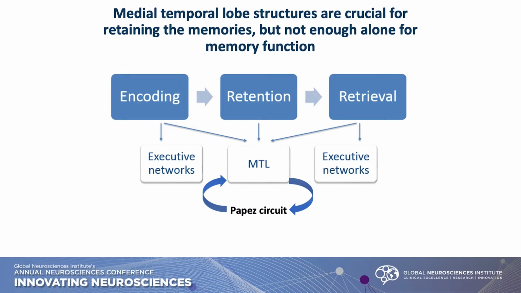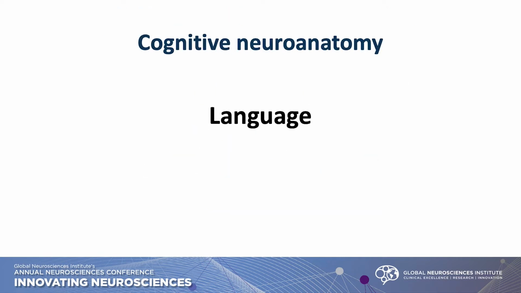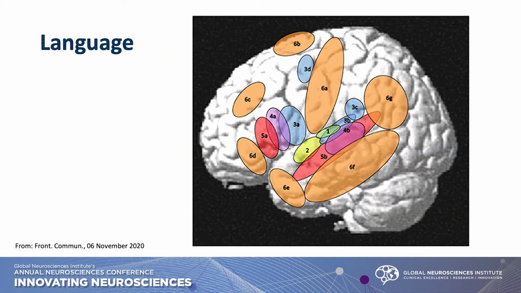So if we have an amnestic profile that has just a retention problem, we're anatomically somewhere in the medial temporal lobes or the Papez circuit, as opposed to if the problem is encoding and retrieval, then obviously we're involving the more widely distributed executive networks. Language. Anatomically, we know that in all right-handers, the language is in the left hemisphere.